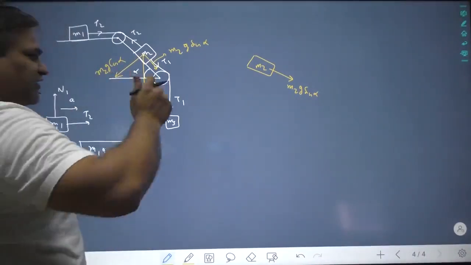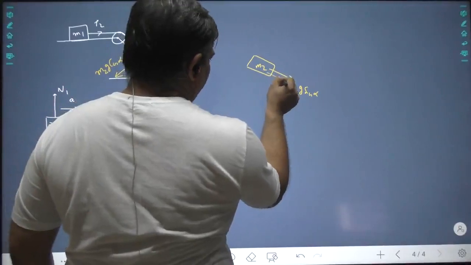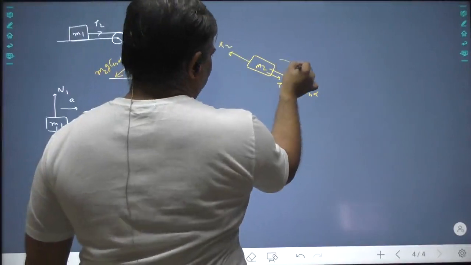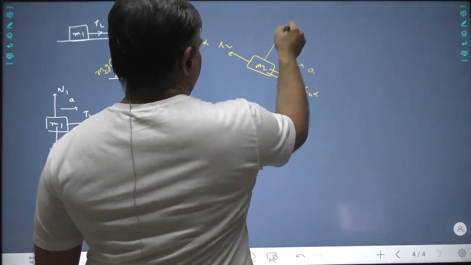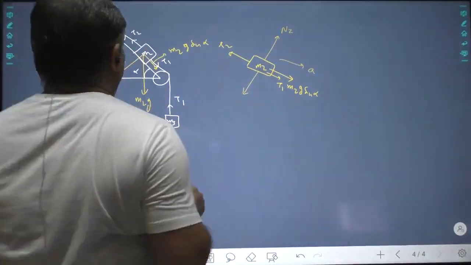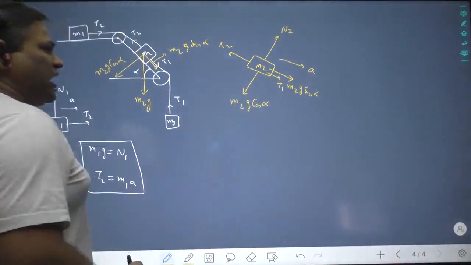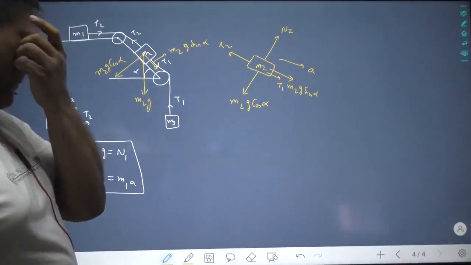Now we have M2G sin alpha, we have T1, we have T2 and acceleration, then we have the normal reaction, and we have M2G cos alpha. How many of you got this right?